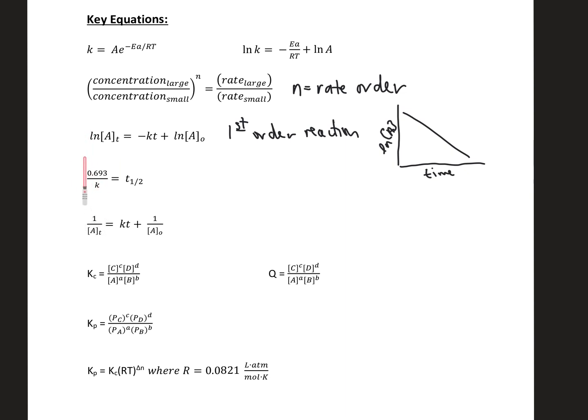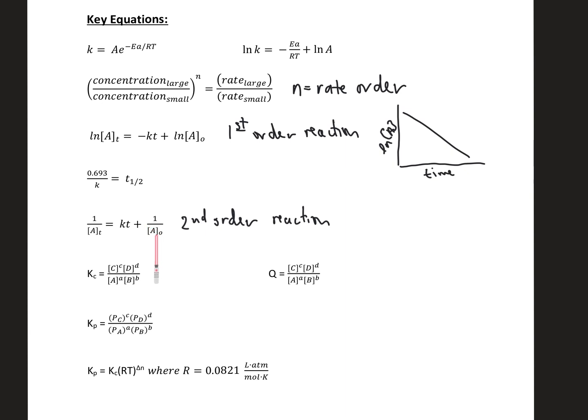And there were a couple times where we did questions where you needed both of these equations. We needed the first equation to find rate constant, and then we used the half-life equation, plugged in rate constant, and that gave us a half-life of a reaction. The next equation that you definitely need to know is the integrated rate law for a second order reaction. This equation is 1 over my concentration at time t, so this is my concentration in the future, equals my rate constant times time of the reaction plus 1 over my initial concentration.